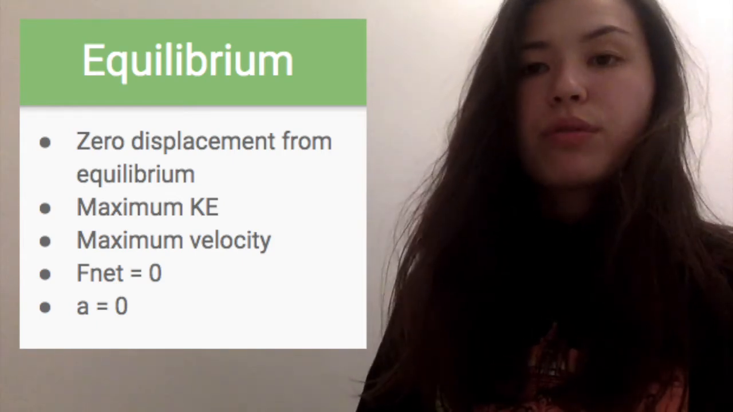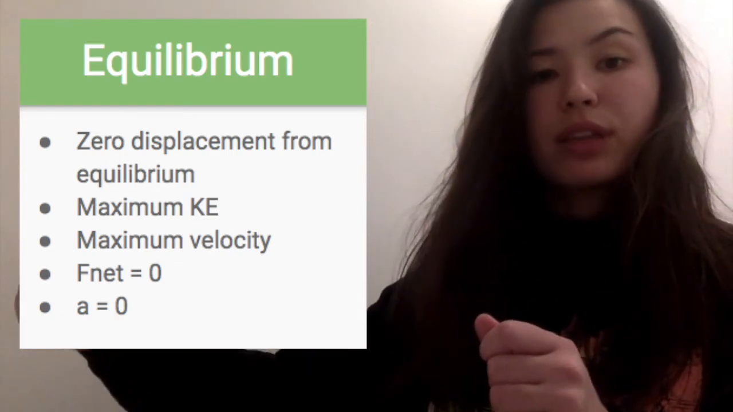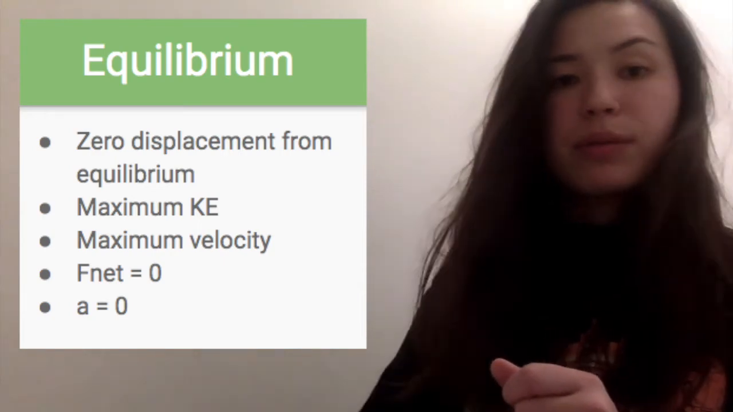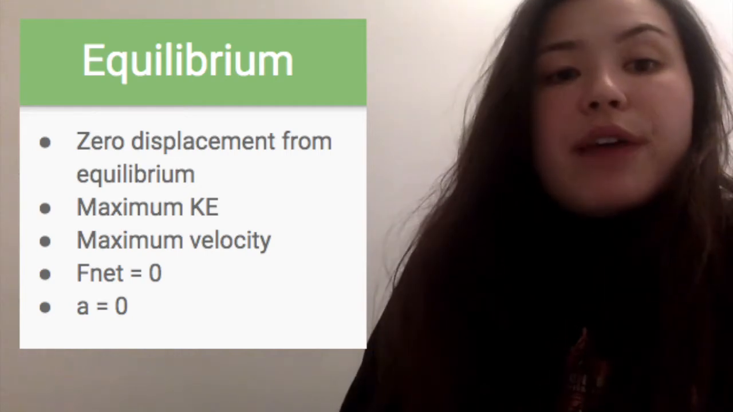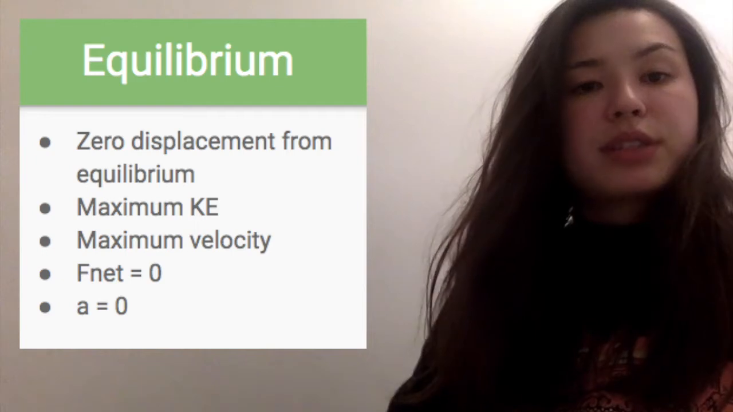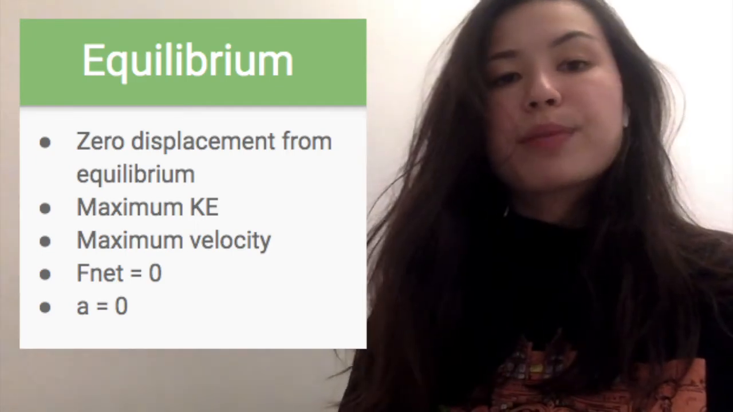This is also the point where we have our maximum restoring force. So when we stretch the spring out really far, that spring force, bringing it back towards equilibrium, is going to be really strong. This is also where we have our maximum acceleration because this is the point at which the object is changing direction.